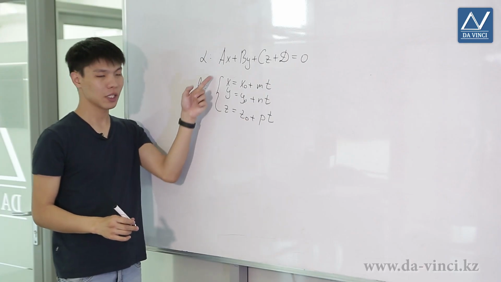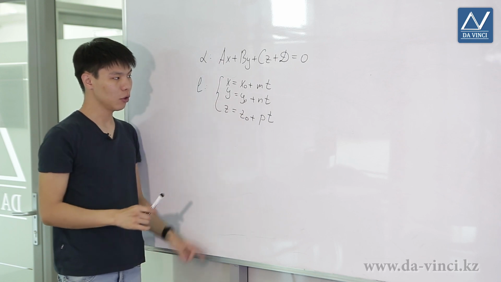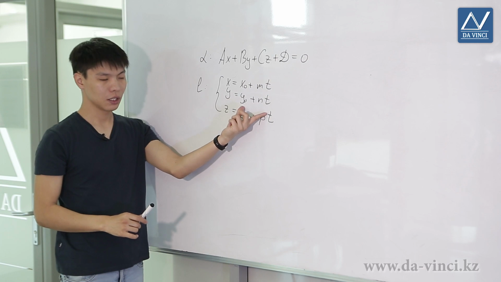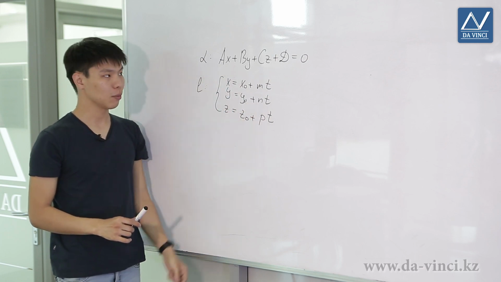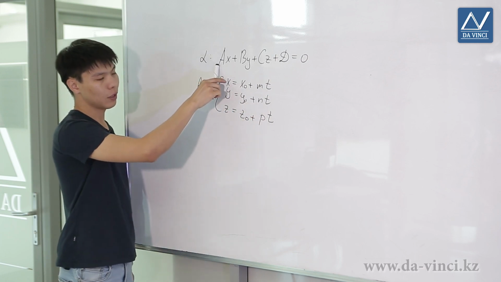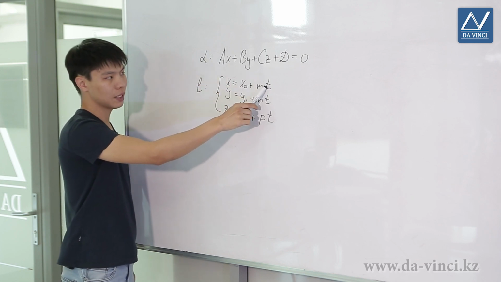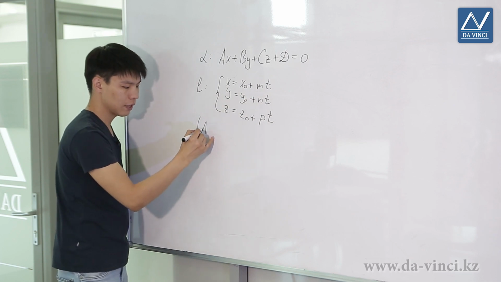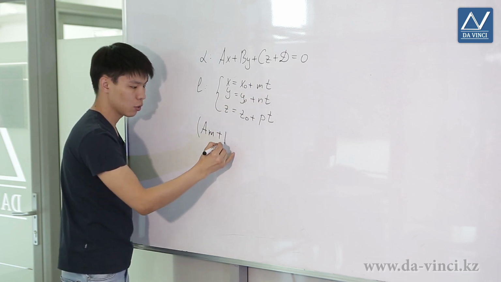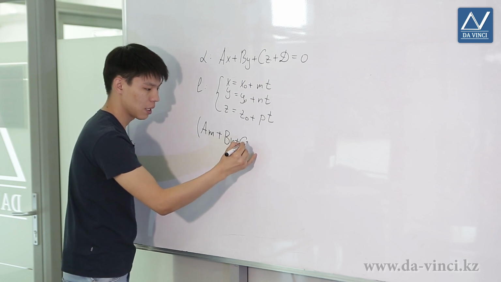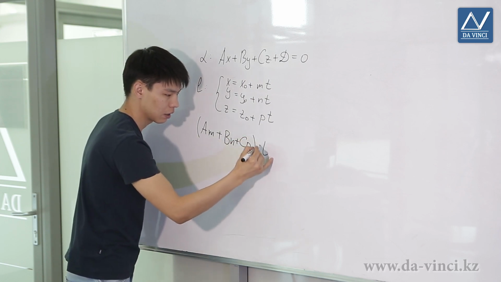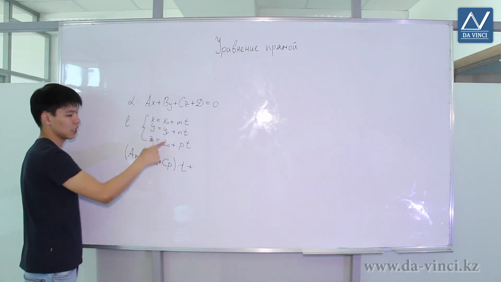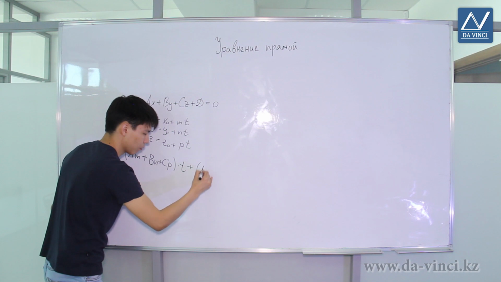Now, in order to determine the mutual arrangement of this plane and this line, these x, y, and z, that is x0 plus mt, y0 plus nt, and so on, are substituted into the plane equation. Substitute in the equation of the plane, group the terms with t. As a result, the terms with t will be equal to am plus bn plus cp multiplied by t. And we group all the other terms. It will be ax0, by0, cz0, and d.